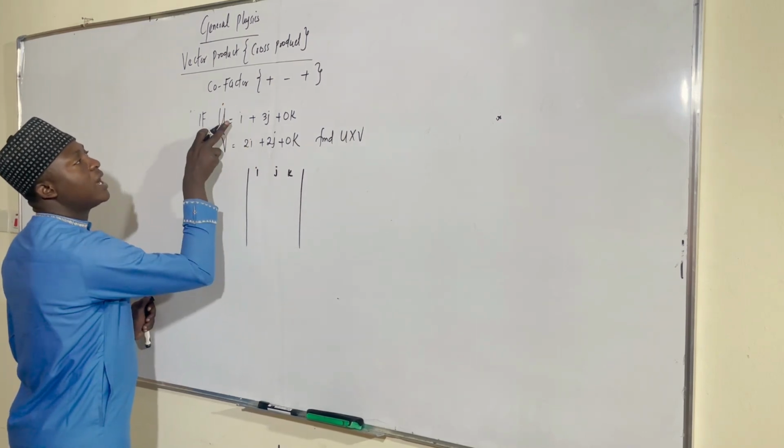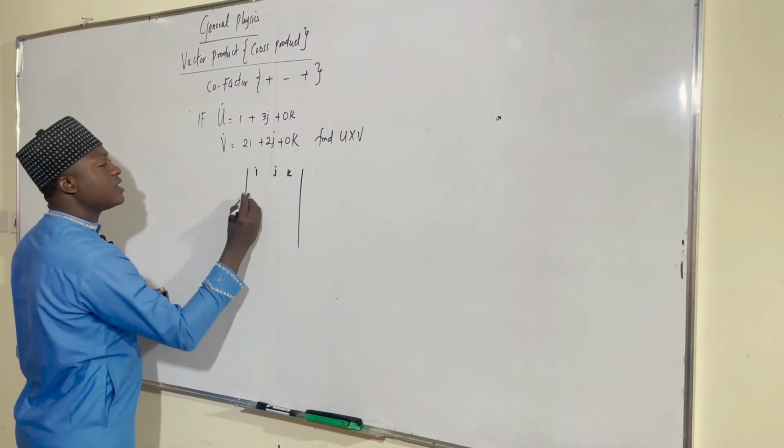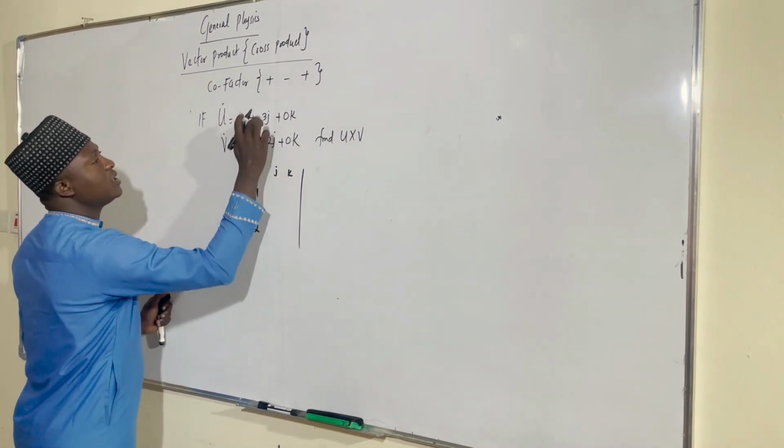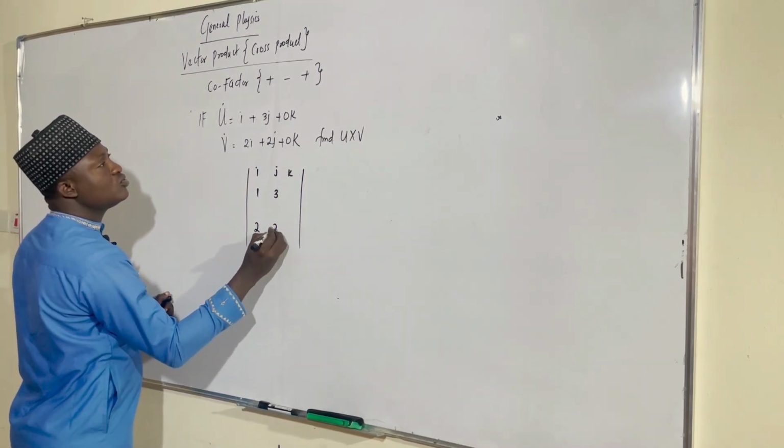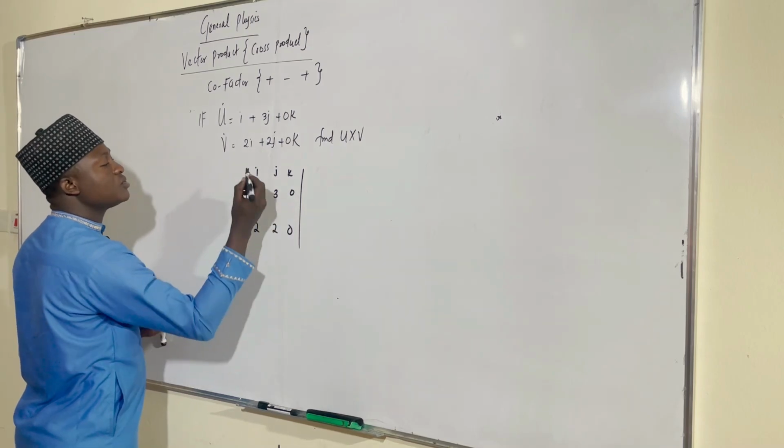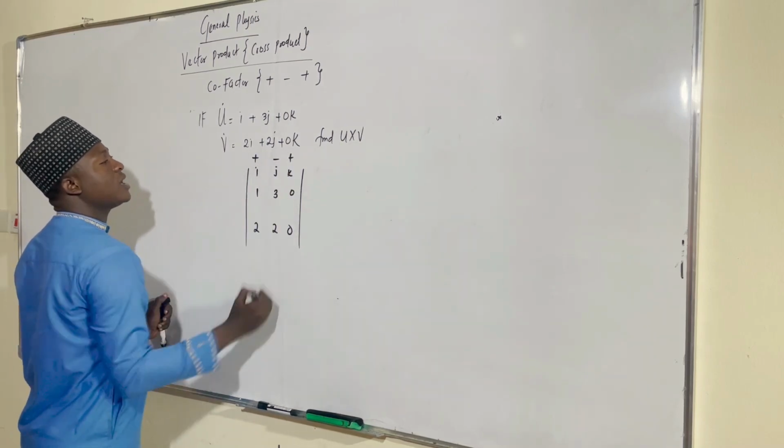So the one we have under I, you can see we have 1 here, right? That is 1 and 2. Here we have 3 and 2. So here we have 0 and 0. So plus, minus, and plus.